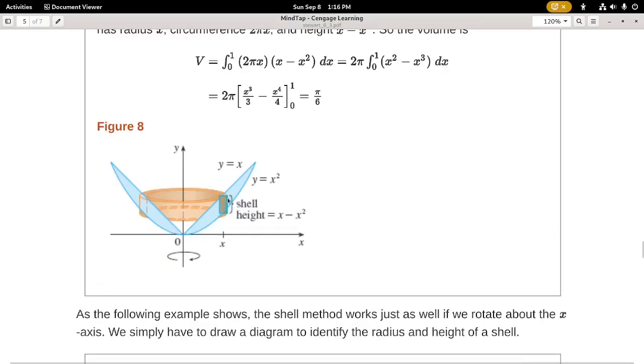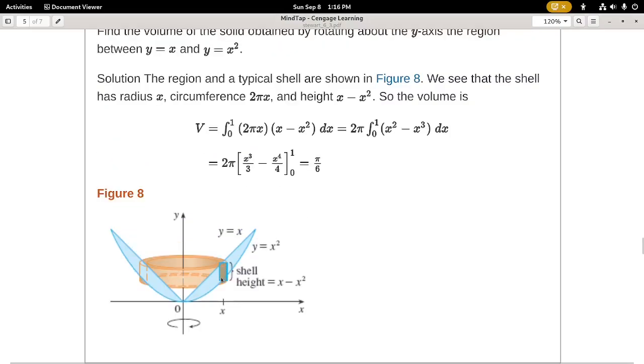So yeah, same here. Top curve minus bottom curve. So you really are just doing the same thing. You just have a slightly different example. Okay, so that's all for that one.